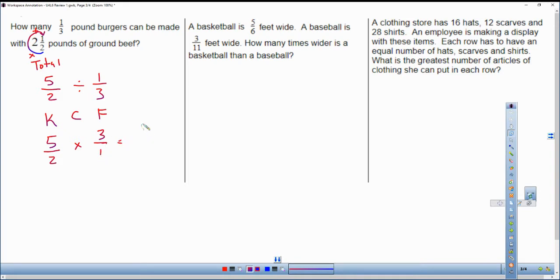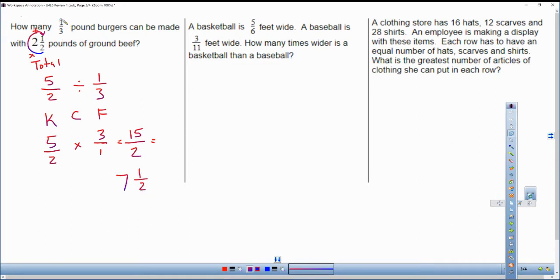5 times 3, 15. 2 times 1, believe it or not, is 2. Now we can't leave it like that. How many times does 2 go into 15? 2 goes into 15 7 times. 2 times 7 is 14. You need 1 more to get to 15. This would be 7.5.